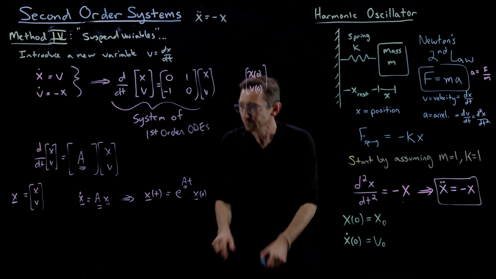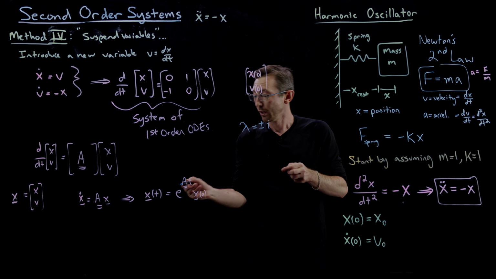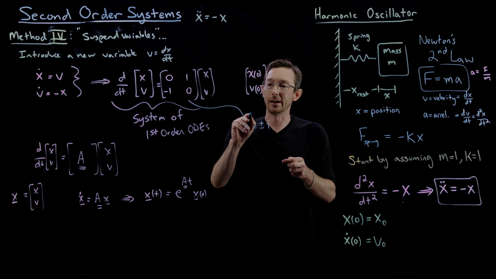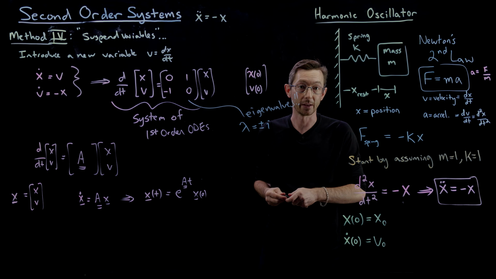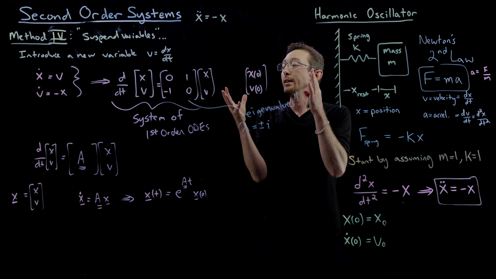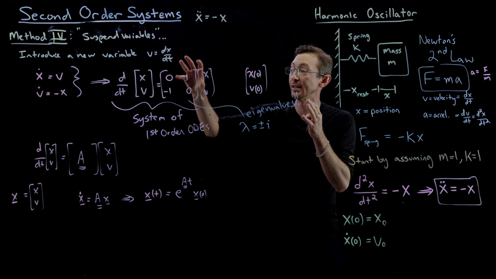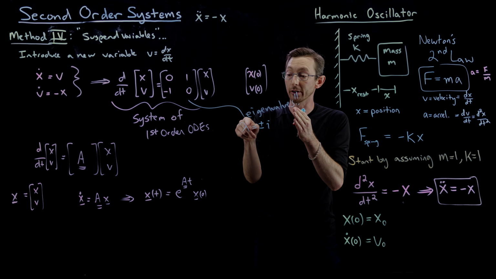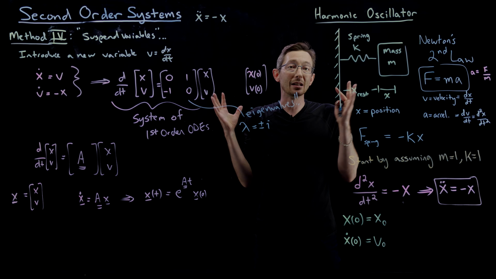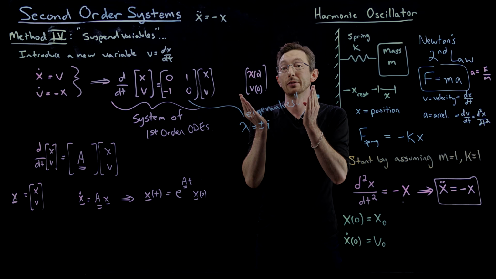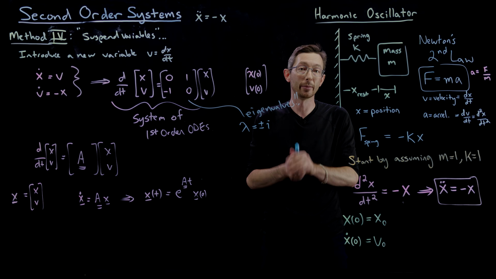And teaser, those lambdas that I showed you, those lambdas that equal plus and minus i, those are the eigenvalues of this A matrix. So when you suspend variables and write this as a system of first order equations, the eigenvalues of that A matrix are the lambdas, the e to the lambdas that you would use to solve the system. So that's going to be a deep connection. That's how we're actually going to derive the eigenvalue and eigenvector equation, is to solve these equations, and that's all coming up soon. Thank you.